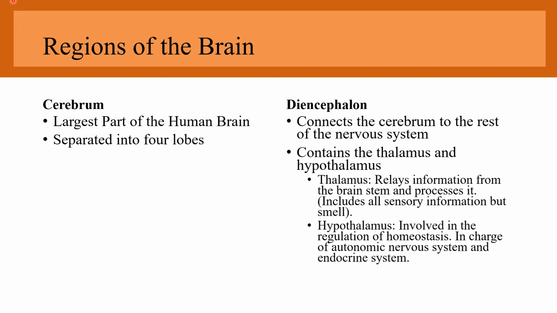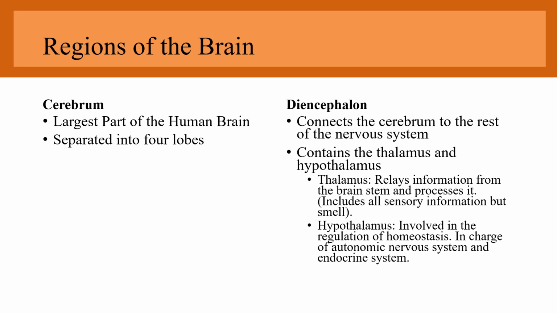All right, now we're going to dive a little bit more in depth on the regions of the brain. To begin, we're going to briefly cover the cerebrum. We'll talk more in depth about the cerebrum on later slides. But for right now, it's the largest part of the human brain, and it is separated into 4 lobes. We'll cover that more later. Next, we have the diencephalon, which I showed on the previous slide. It connects the cerebrum to the rest of the nervous system. In the diencephalon, you can find the thalamus and the hypothalamus.